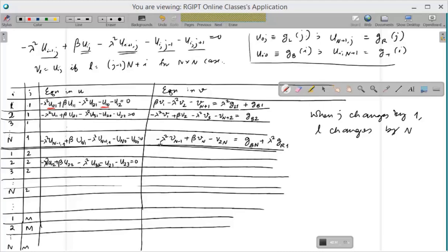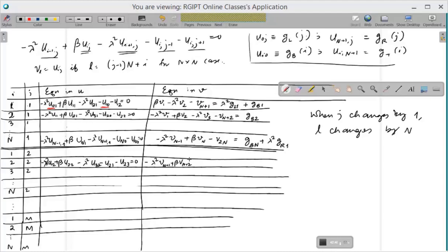Accordingly, your right hand side, the b form, would be minus lambda square v, and here it's 1, so that will go by n plus 1, plus beta v n plus 2, because j has changed by 1, going from 2 1 to 2 2. I'm just looking at this row, 2 1 and 2 2. j has just changed by 1, i has remained constant. That means you're going one point above yourself, and that way your L indexes will change by n.